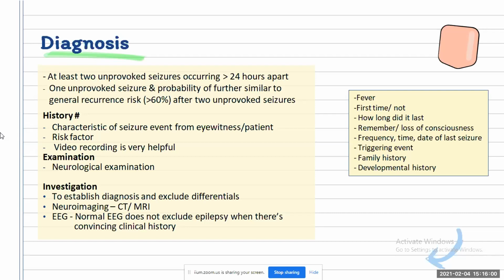For the investigation, it is to establish the diagnosis, and we can exclude other differential diagnoses. We can do neuroimaging like CT scan or MRI, preferably MRI, or we can do the electroencephalogram, EEG. But when the EEG result is normal, we cannot exclude epilepsy when there is a convincing clinical history.